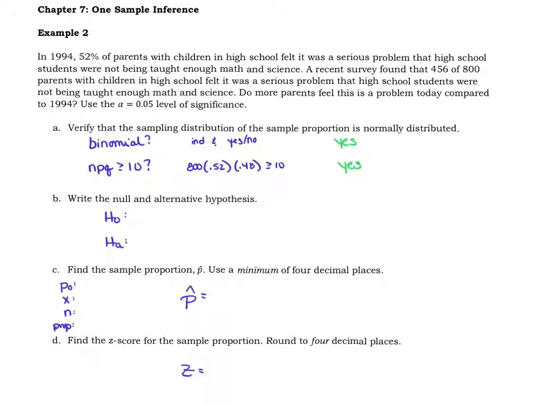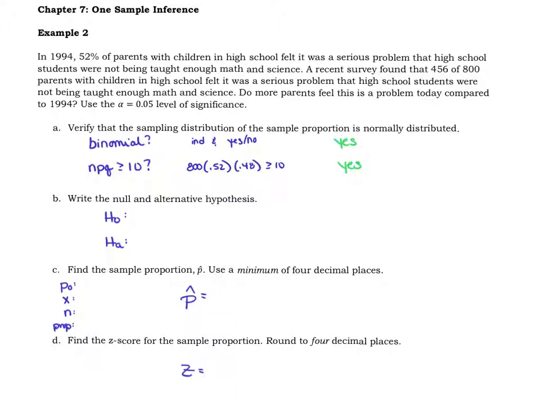So again, just a couple of things. I've outlined a lot of what we need to do here. Yes, it is binomial. One person's opinion has nothing to do with the next person that they called. And this is binomial. They either yes feel it's a serious problem or no, they don't. Okay. N is 800. That's 800 people surveyed. P is the 52% of parents who originally back in '94 thought it was an issue, and then times the 48% who didn't think it was an issue. Is that number bigger than 10?